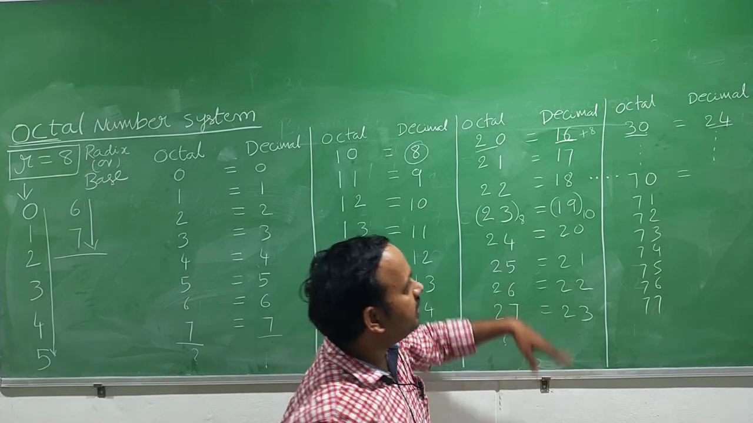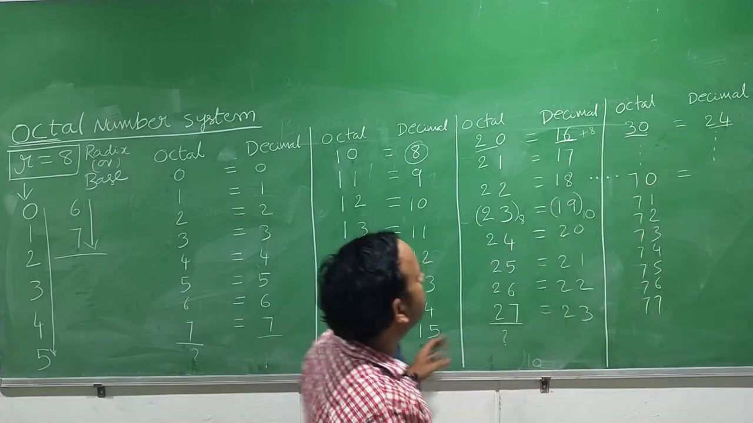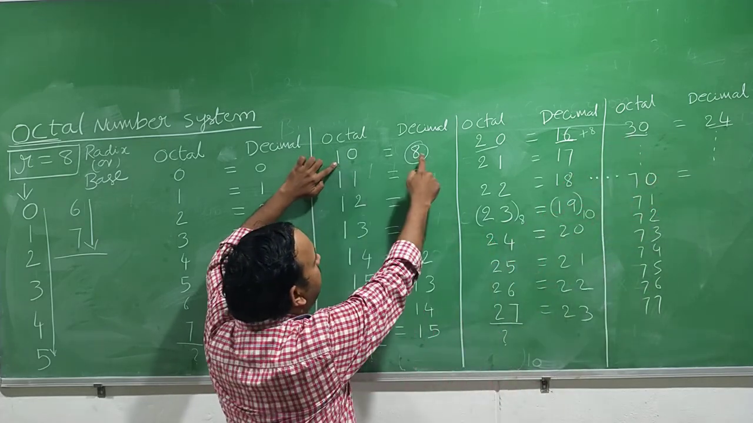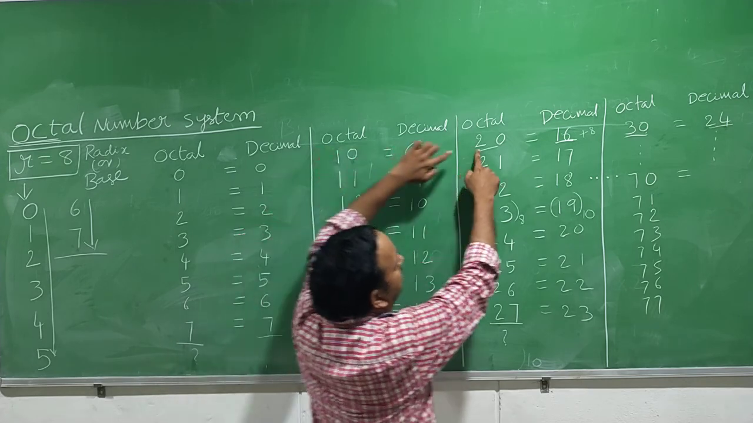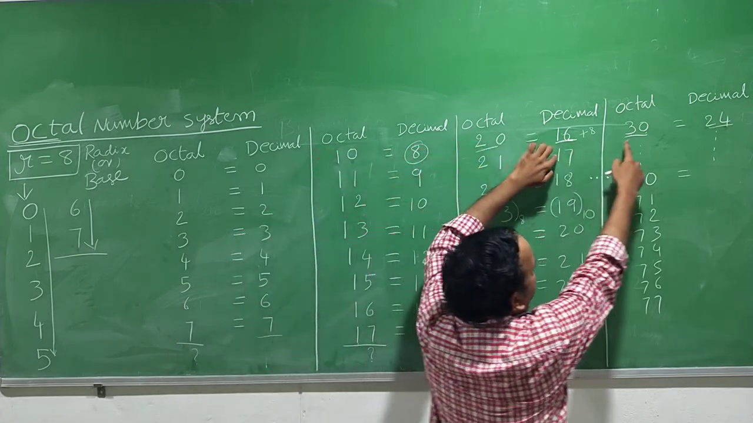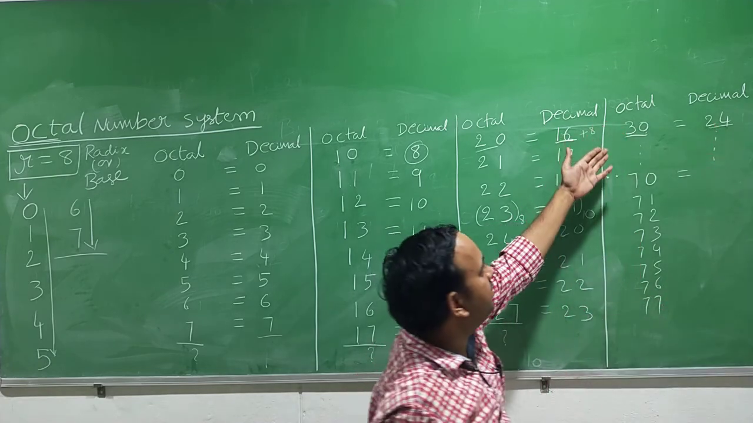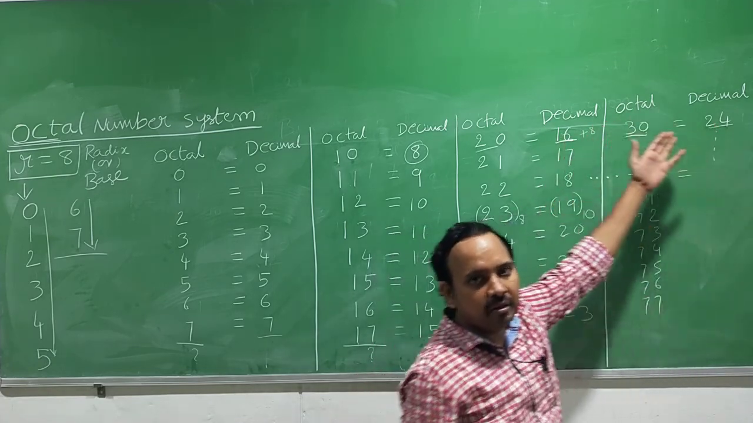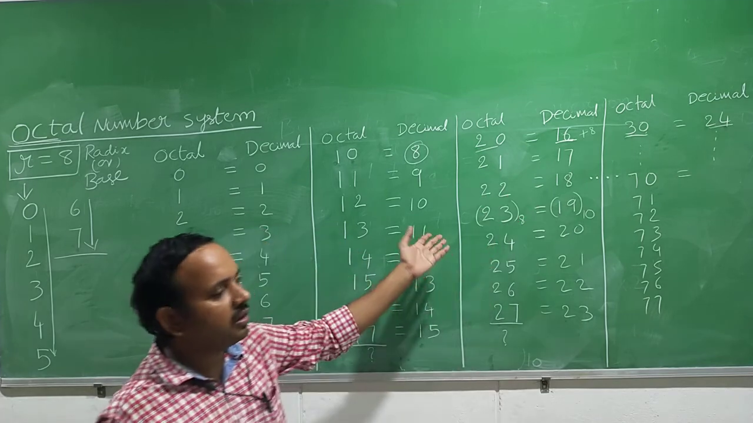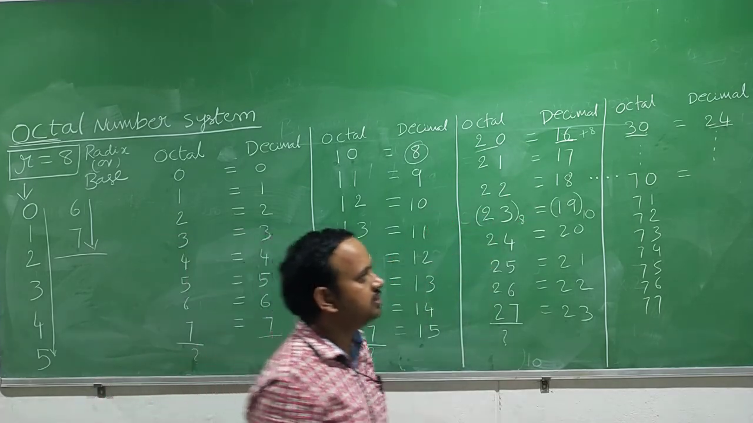Okay, likewise, suppose you are repeating the sequence. The first time you repeat, you get 8. The second time you repeat, you get 16. The third time you repeat, you get 24, right? So it is a multiplication of 8. The fourth time you repeat, what number will you get? 32 equivalent you will get.